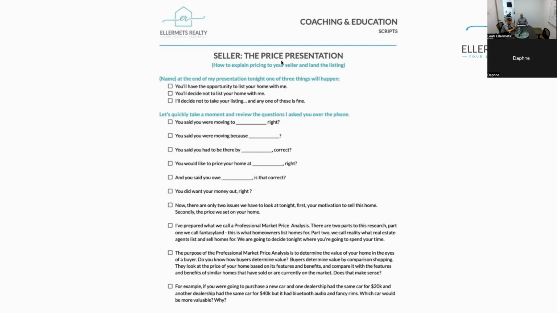I want to explain your pricing or the way I'm pricing it, and how we're going to do this for you. And we're going to talk about, at the end of the presentation, right, guys, 3 things. One of 3 things is going to happen. You'll have the opportunity to, and they can be looking at this, you'll have the opportunity to list with me. You'll have the opportunity to decide to not list your home with me, or I'll decide not to take your listing. And any one of these is fine.